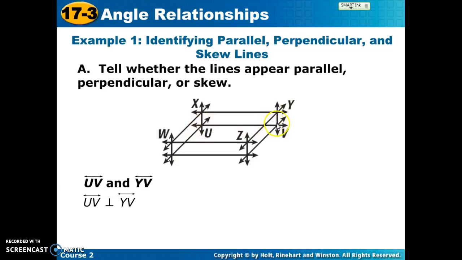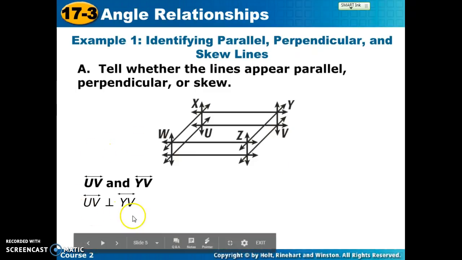They intersect at V, so we have one left and right, one up and down. You notice in this corner, we can make some 90-degree angles. So line UV and line YV are perpendicular. If you look under here at how we can write that, line UV, we can use our perpendicular sign, the upside down T, is perpendicular to line YV.